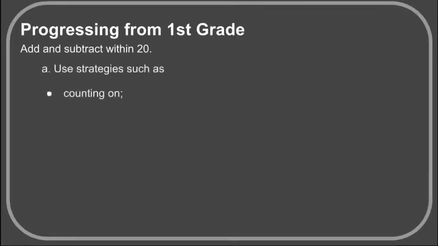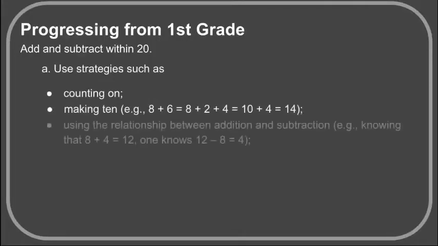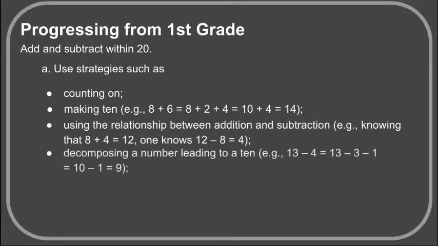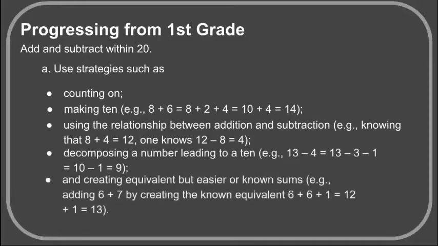To learn more about the specific strategies that students should use when developing fluency within 20, please watch the first grade video on 1OA6, which shares additional guidance on strategies such as counting on, making 10, using the relationship between addition and subtraction, decomposing a number leading to a 10, and creating equivalent but easier or known sums. Although students implement these strategies when dealing with addition and subtraction within 20, the goal for first grade students is they develop fluency within 10.